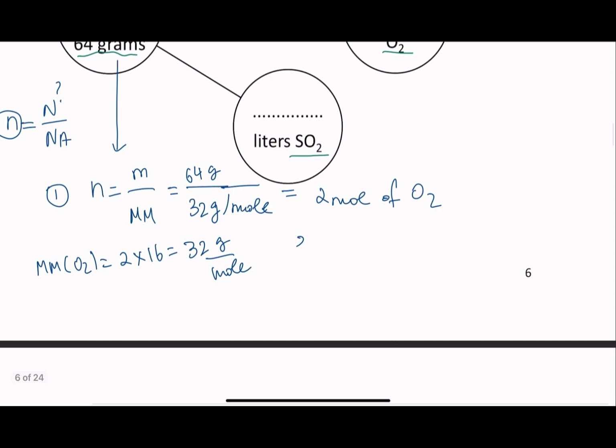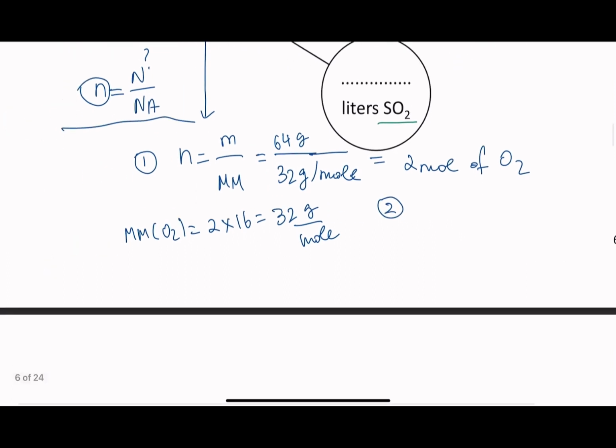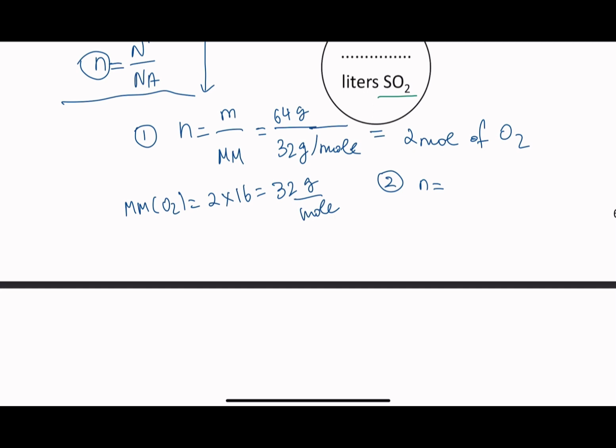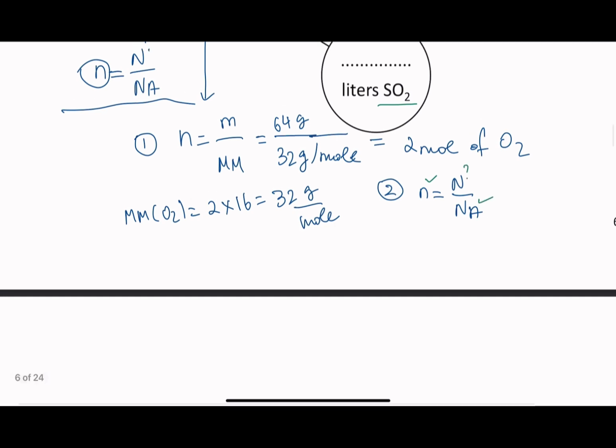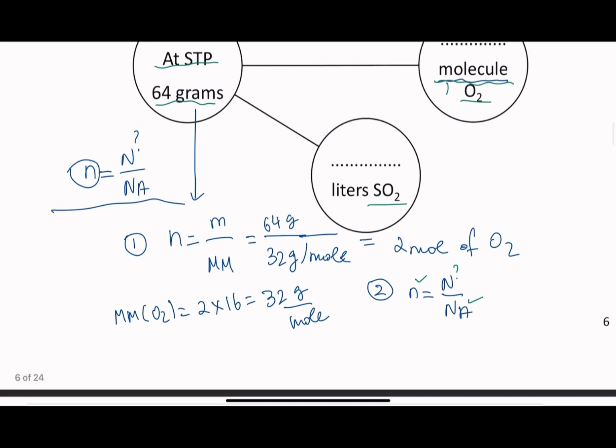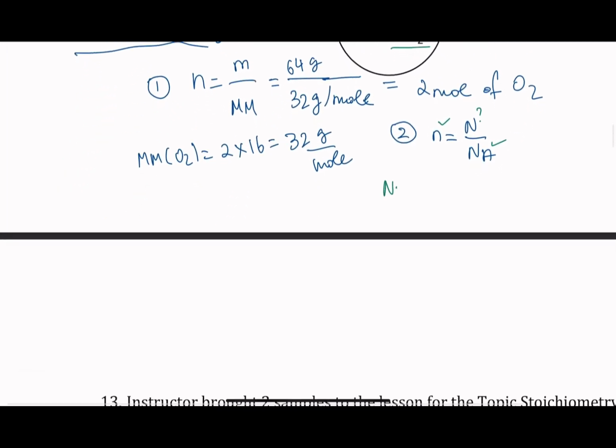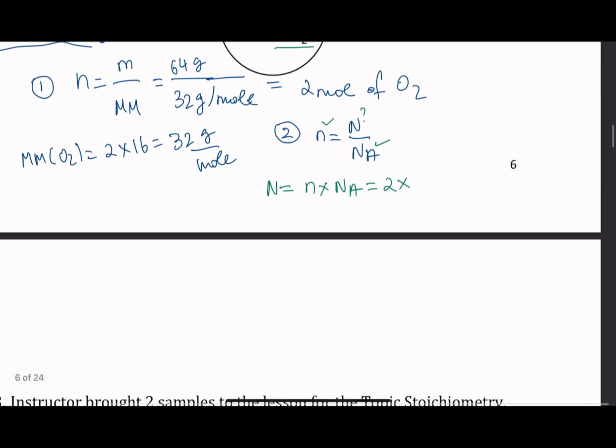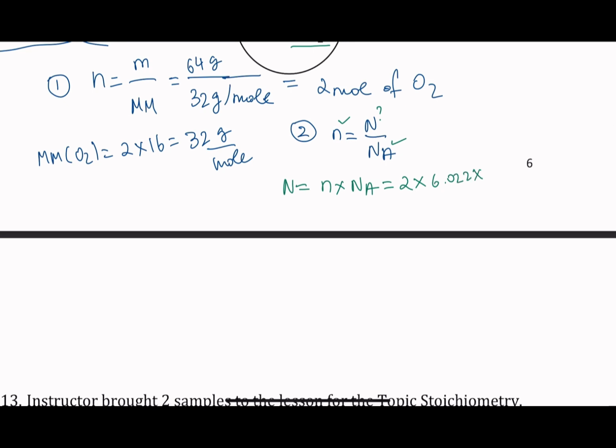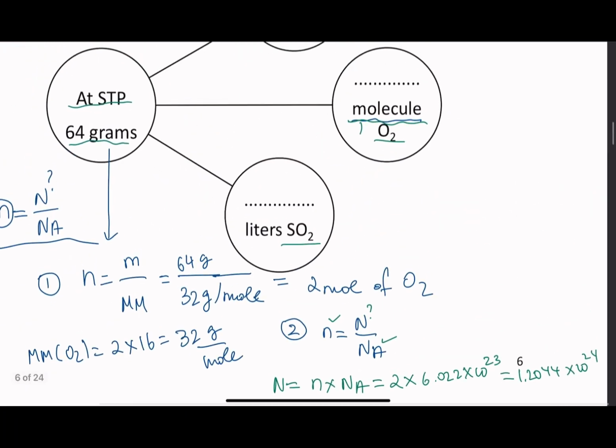And then now the second step is this formula I told you, N equals n over Na. Now you have number of moles, Avogadro number, you can find the number of molecules. Okay, so number of molecules, N would be n multiplied by Na, and this would be 2 times 6.022 times 10 to the power of 23. This would be 1.2044 times 10 to the power of 24. So that is that.